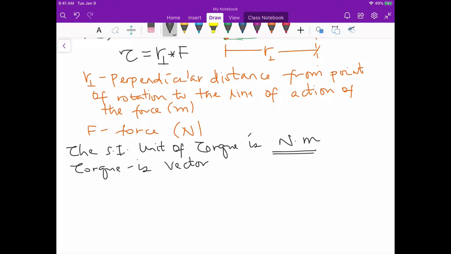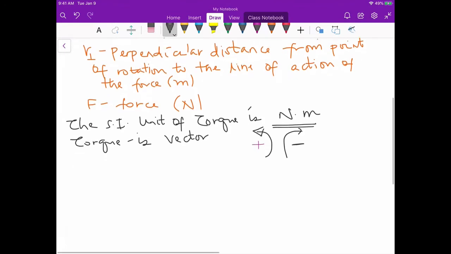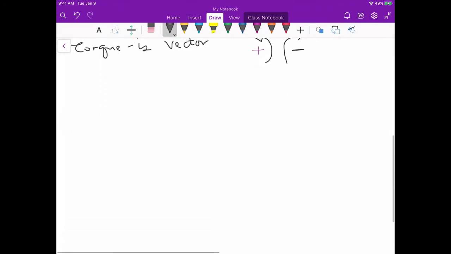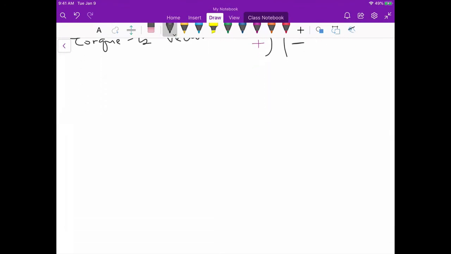But in general, what we do for our own case is, if a torque is acting in the counterclockwise direction, then it's considered a positive torque. And if the torque is trying to rotate something in the clockwise direction, then that torque is considered negative. Okay, so now since we already defined torque, what is the importance of torque in today's experiment?